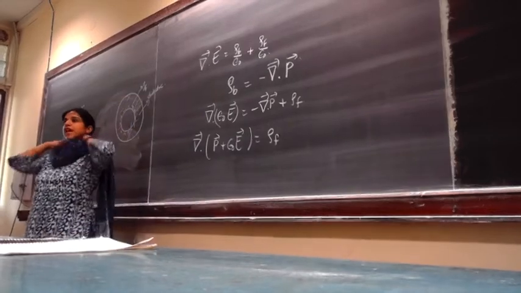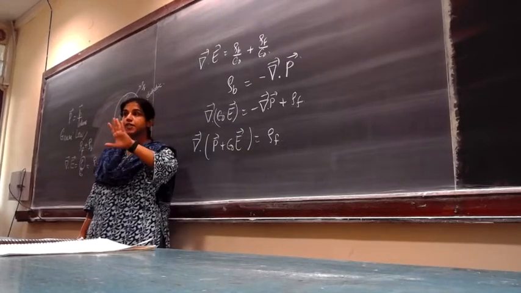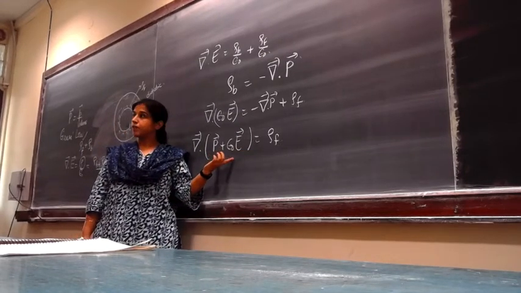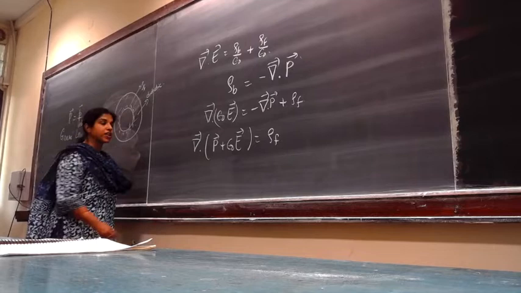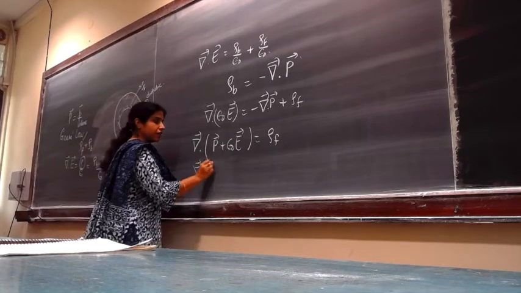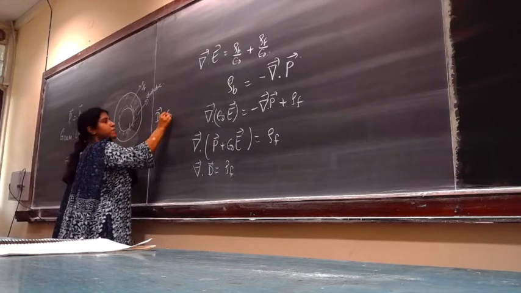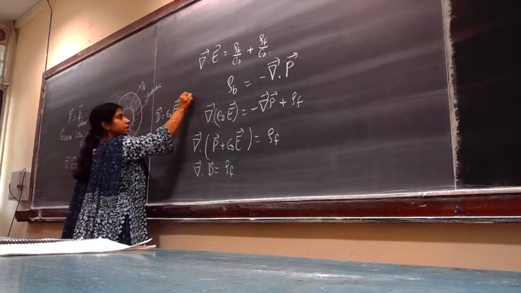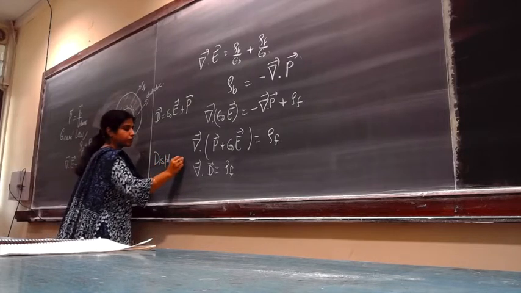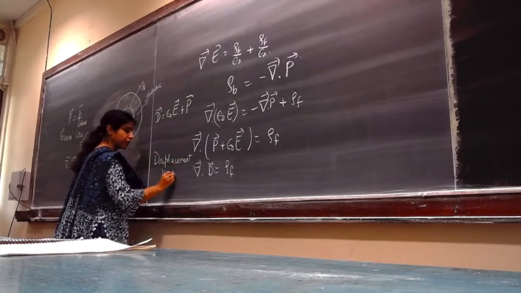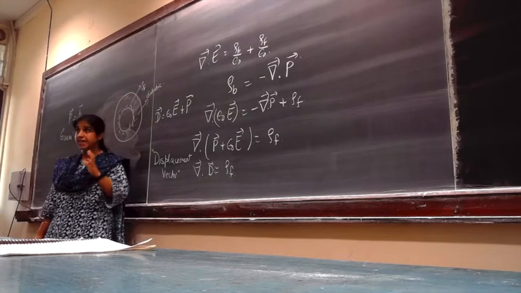So what you see now on the right hand side is only free charge volume density, right? This quantity, this vector D, is what I denoted, which is equal to epsilon naught E plus P, and is what we call the displacement vector. It's a very important quantity, we'll realize it's extremely important.